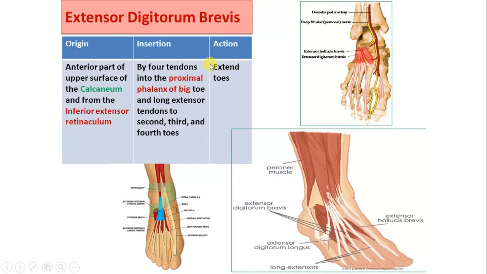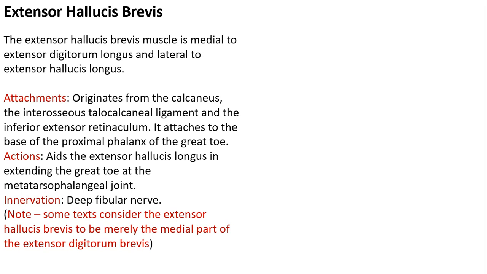So here we see extensor digitorum brevis. Again, the slide shows its origin: the anterior part of the upper surface of the calcaneum and the inferior extensor retinaculum. Four tendons go to the proximal phalanx of the big toe and the long tendons of the second, third, and fourth toes, not the fifth. Extensor digitorum brevis extends the toes at the metatarsophalangeal joint. Extensor hallucis is considered the most medial part of the extensor digitorum brevis, so the origin will be the same, and the action will be extension of the metatarsophalangeal joint of the big toe, and the nerve supply is the deep peroneal nerve.